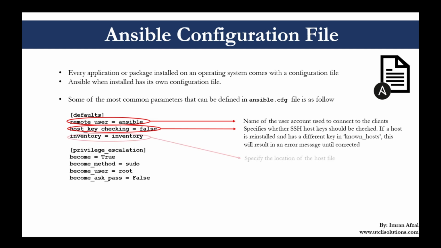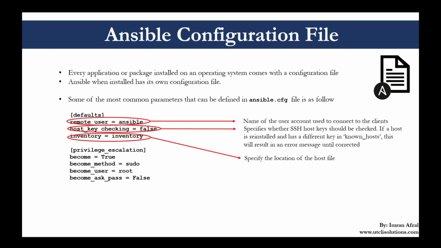Then you have the inventory. This is where you specify the location of your inventory file. You could change the default location from /etc/ansible/hosts to any location of your choice, and you could specify it right here in the ansible.cfg file. If you do not specify, then it will take the default one, or the one you specify with the -i option, which we'll cover later on.